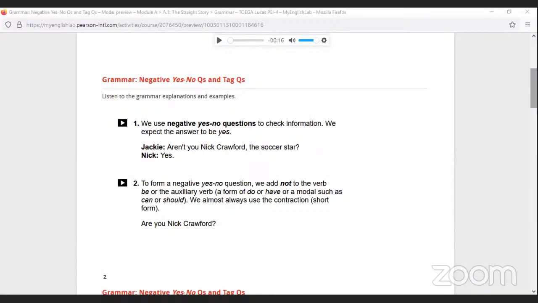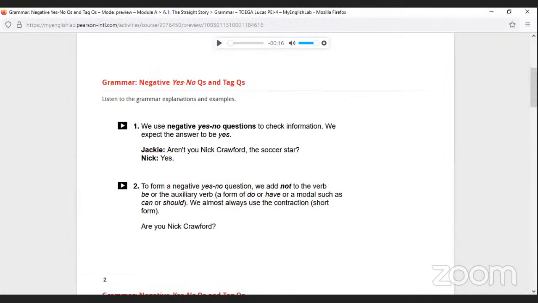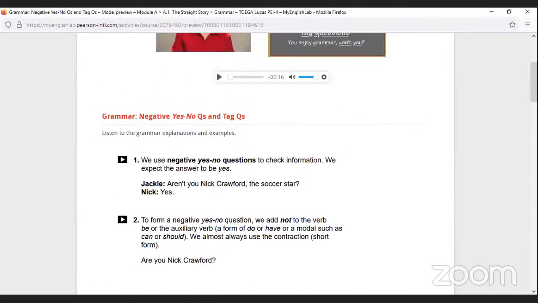Okay. The first grammar that we have is the tag questions. Do you remember the tag questions? Yes, I remember. Right. For example, if I say this example, a simple one: You are Lucas. What is the tag question here? The tag question is a little question that we use to confirm something.